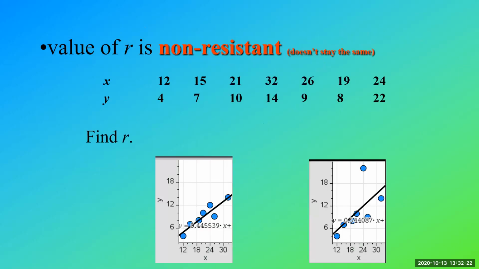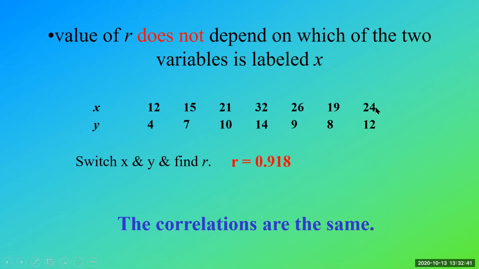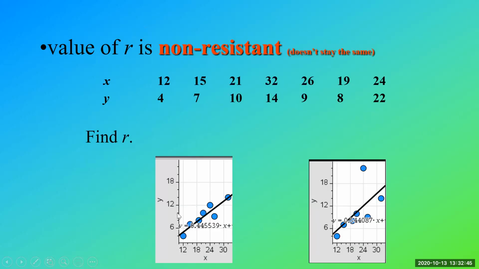The value of R is also what we call non-resistant. Okay, non-resistant means it doesn't stay the same. It means it changes, okay? So if we have this data set here, we have X and Y, and for your purposes, I already graphed it here on the left. Or actually, graphed on the left is the previous one that we had. Notice in this previous example, we had a value of 24, 12, right? So that is a scatter plot on the left. This is with 24, 12. Now what happens when I change this 12 to a 22?